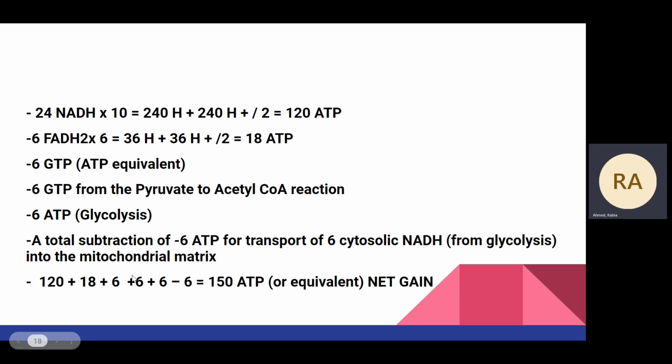Because there was 3 glycolytic cycles that occurred and 2 ATP consumed in each of the glycolytic cycle. So you do 3 glycolytic cycles multiplied by the 2 ATP consumed. And then you get negative 6 ATP. So 120, this is positive, plus 18 plus 6. Here, 120 ATP, 18 ATP, plus 6 GTP, plus 6 GTP again, plus 6 ATP minus 6 ATP equals to 150 ATP for net gain. So that's your answer.